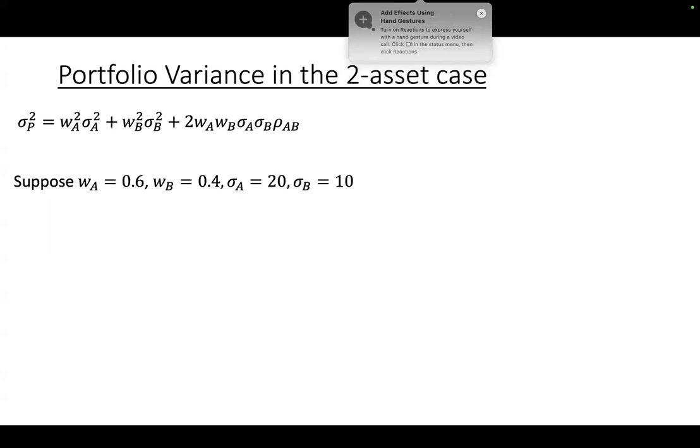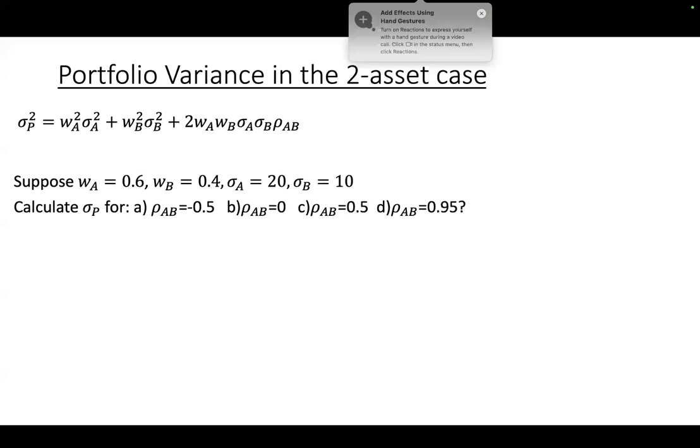So this was the example for two assets. Yes, I just copied and pasted from the last slide. Let's do just one numerical example, and then we move forward with this. So if we have two assets, like before, A and B, the weight of A is 60%, or 0.6, and the weight of B is 40%, or 0.4. The standard deviation of A is 20, and the standard deviation of B is 10.